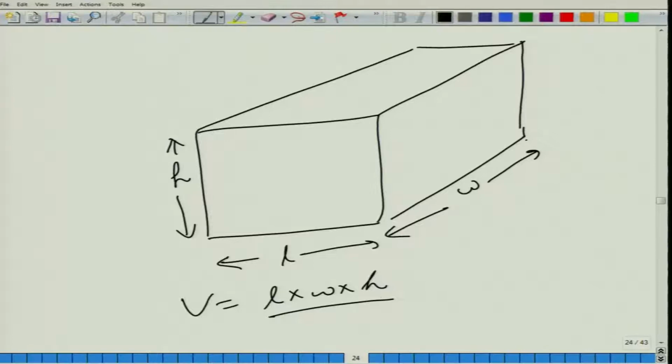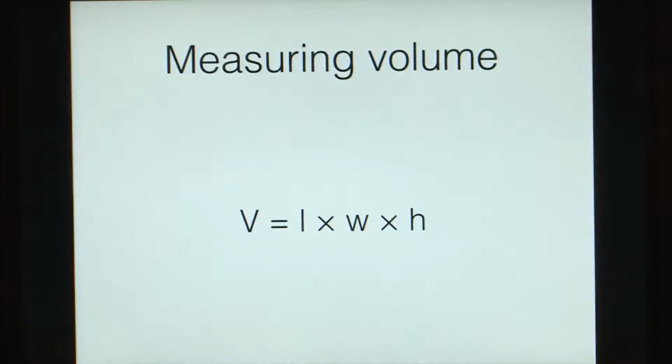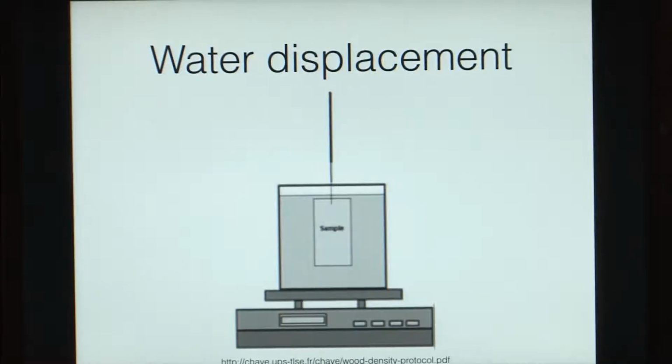So, while making the computations for density, we can either take our samples in fixed sizes. It could be a rectangular, cuboidal shape, it could be a cylindrical shape and so on, in which case we can measure the volume. So, volume can either be measured or it can be obtained from, say, water displacement.